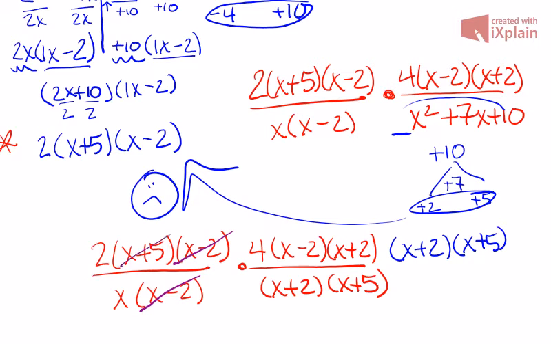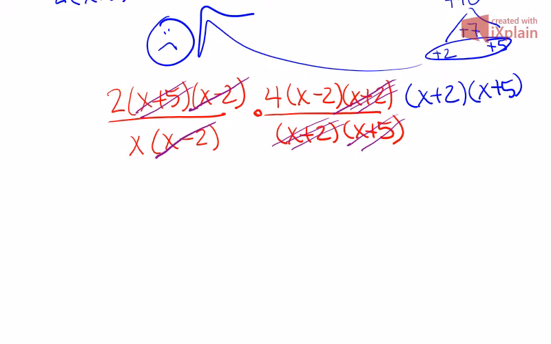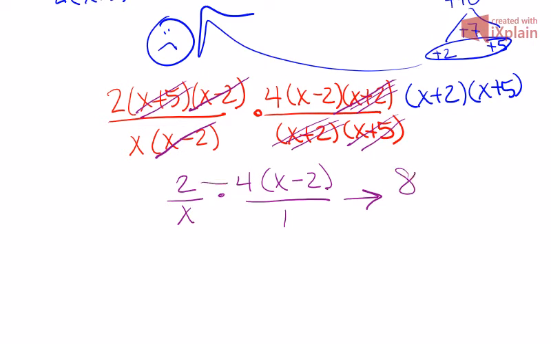I see this x plus 5 can cancel with this x plus 5. X plus 2 can go with x plus 2. And it doesn't look like anything else is gonna go. So I have 2 over x times 4 times x minus 2 over, there's nothing down there. Go 1 if you want. So finally, 2 times 4 is 8 times x minus 2 over x.